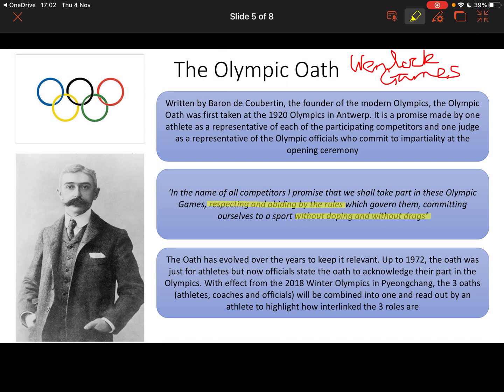And also from the 2018 Winter Olympics in Pyongyang, North Korea, the three oaths were combined into one, so there were athletes, coaches and officials. Okay, so it was just trying to show that it wasn't just all about the performers, the athletes, it was everybody who had a crucial role in the Olympic Games: athletes, coaches and officials. Okay, so that is what the Olympic oath is. The Olympic oath is what is said in the middle there, and there's a little bit of history of how it came about.